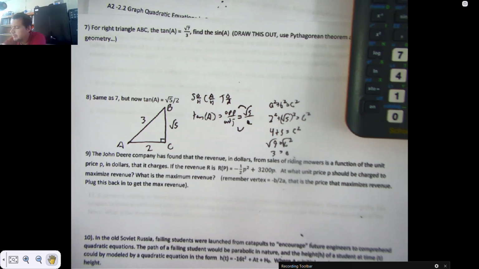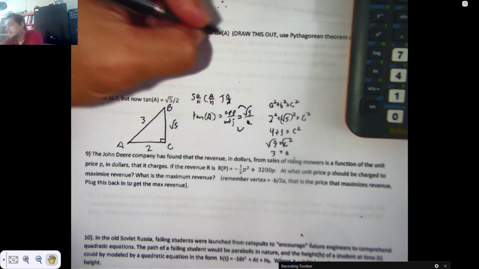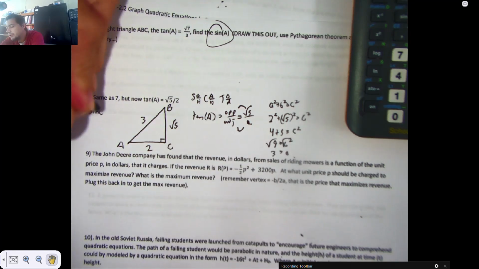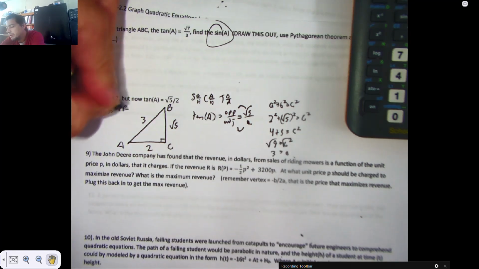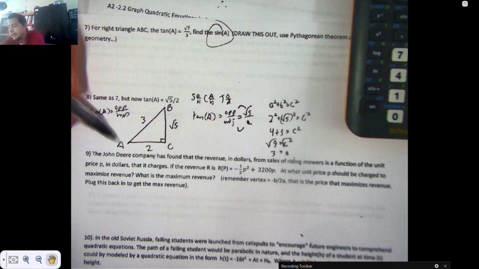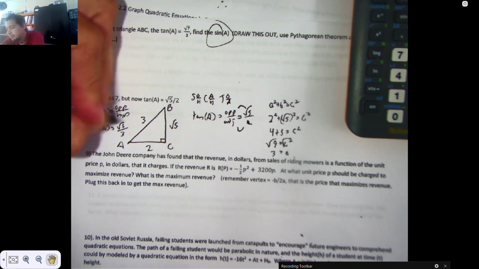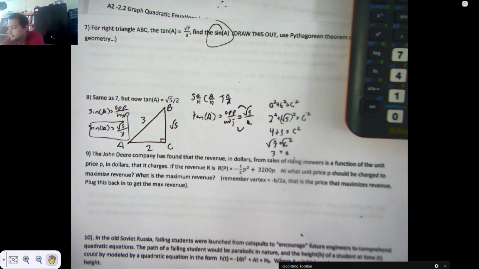It's an old example. Why did I do that? Because you're supposed to find the sine of angle A, right? So the sine ratio is opposite over hypotenuse. You're at A. The opposite length is √5, and the hypotenuse is 3. There you go.